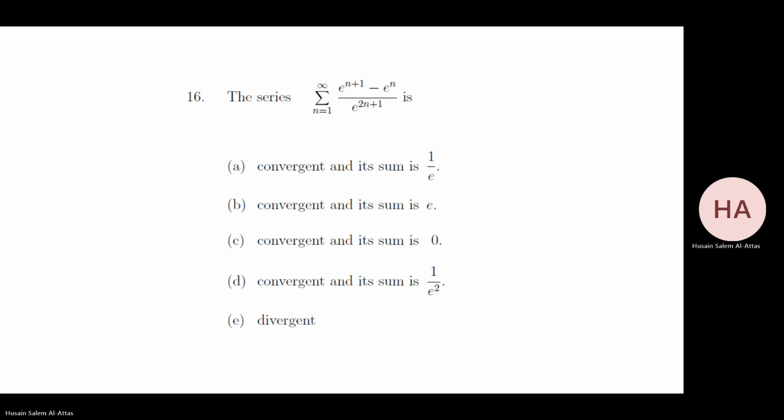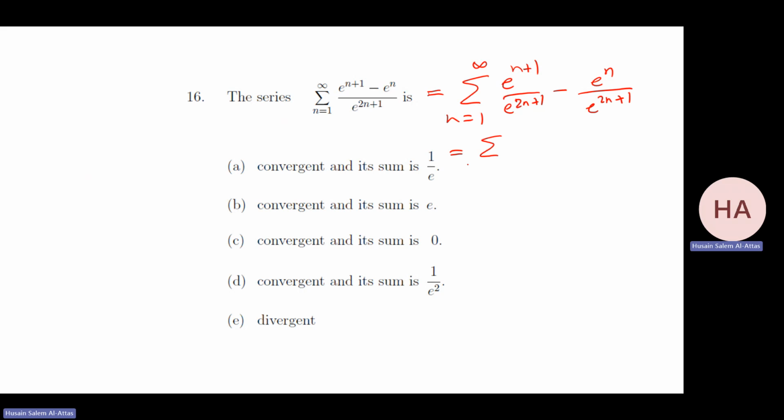Yeah. Let me do this one quickly. That will be the summation, n equals 1 to infinity, of e to the power n plus 1 over e to the power 2n plus 1, minus e to the power n over e to the power 2n plus 1. I'm thinking of it as a sum of two geometric series.